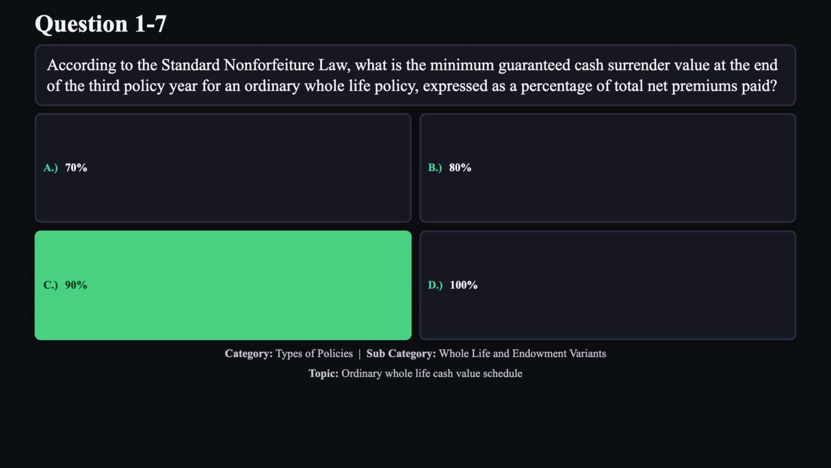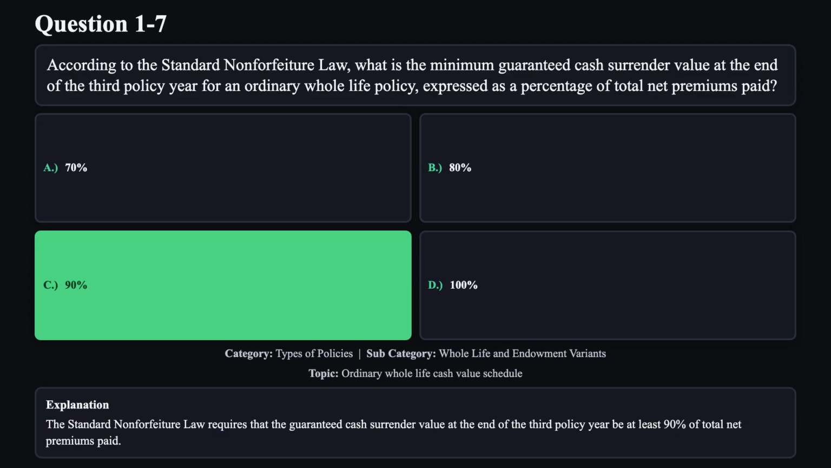The correct answer is C. The standard non-forfeiture law requires that the guaranteed cash surrender value at the end of the third policy year be at least 90% of total net premiums paid.